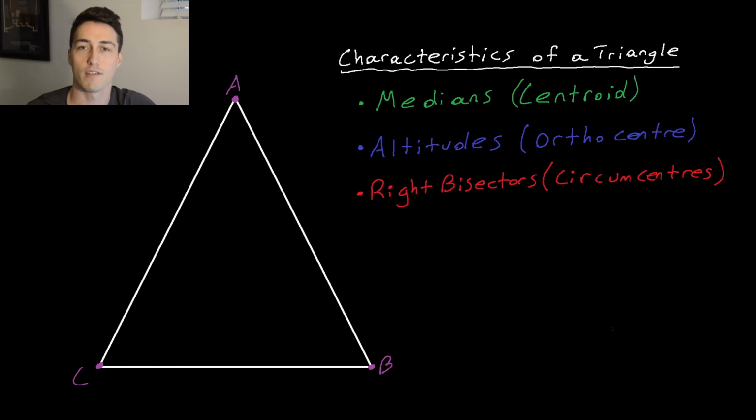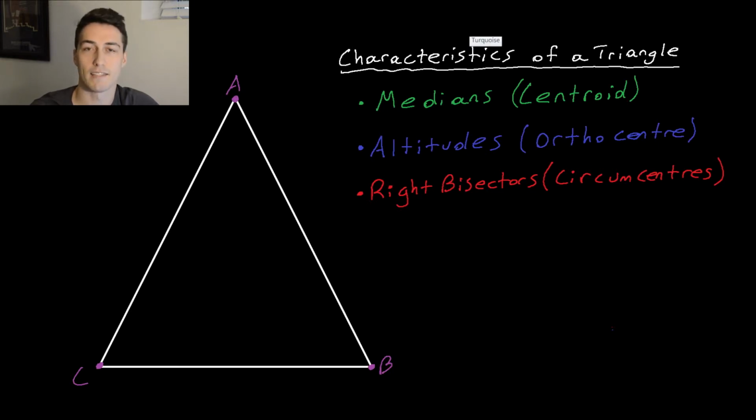So a triangle obviously has 3 sides and 3 vertices, and all the angles in a triangle sum to 180 degrees. Now I want to talk about a bit more advanced stuff. So here we're going to have medians, altitudes, and right bisectors, as well as the points that correspond to each of these. So for medians it's a centroid, for altitudes it's an orthocenter, and for right bisectors it's a circumcenter.